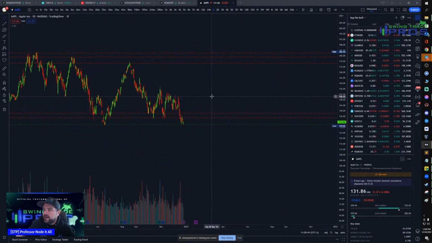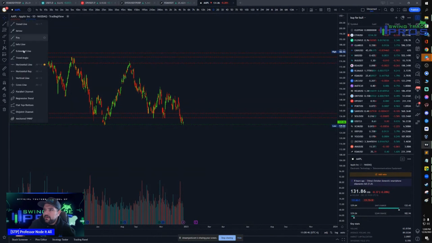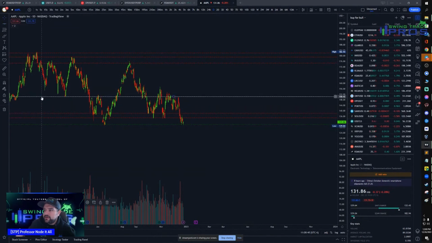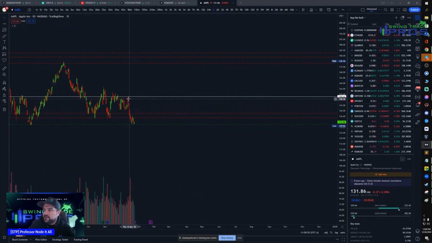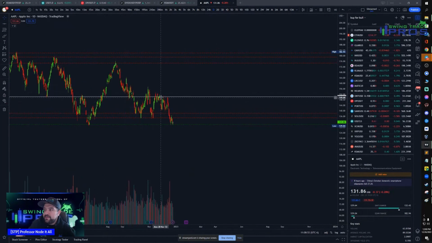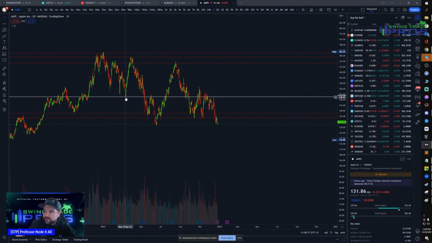Why not look for a short in the middle of this range, right? Up here, this is where we can see selling came in right here. This is probably a great area for maybe a short trade. And then looking left in the chart, we can see this level here acted as a previous support that took the price to $180 or close to it. And now it's probably going to act as a resistance.